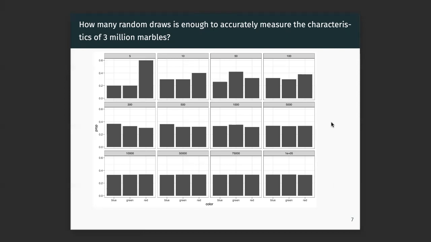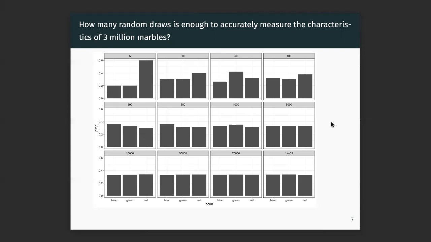Now, these plots will look different every time I run it because it's a random process, right? But in this case, I drew 5 marbles and I got 20% blue, 20% green, and 60% red. In other words, I got 3 red, 1 green, 1 blue, right? So that does not accurately reflect the true distribution of the marbles in the bag, right?